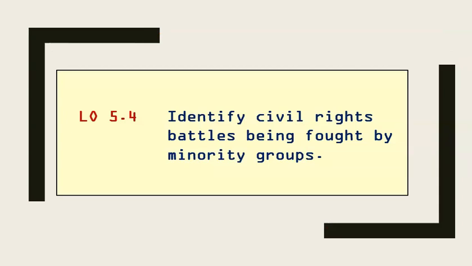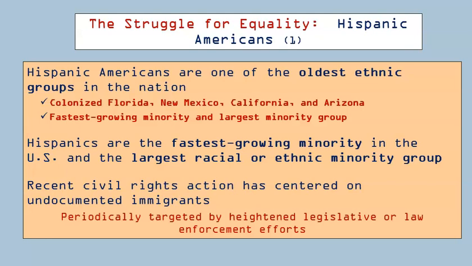Our fourth learning objective is to identify civil rights battles being fought by minority groups. One of those groups is Hispanic Americans. You need to know that Hispanic Americans are one of our oldest ethnic groups in the nation. They colonized Florida, New Mexico, California, and Arizona. They're also the fastest growing minority and the largest minority group. In Texas, the predictions show that in 2020, after the census is taken, the Hispanic population will exceed that of the Anglo population for the first time. And they've made projections through the decades up to 2050, and it's just going on an upward scale.